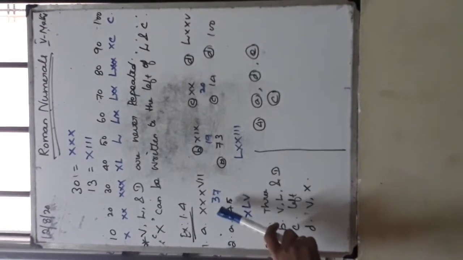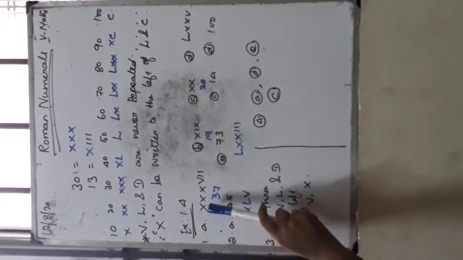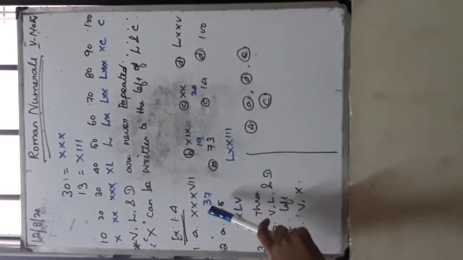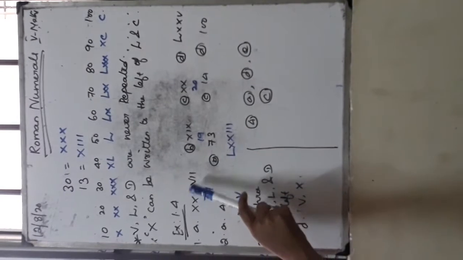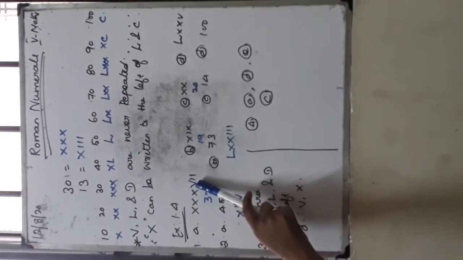Next, Exercise 1.4. First one: write the following Roman numerals in Hindu-Arabic numerals. How do you write this? Isn't it 10? So 10 plus 10 plus 10 is 30. Then 5, 1, 1: so 5 plus 1 plus 1 is 7.